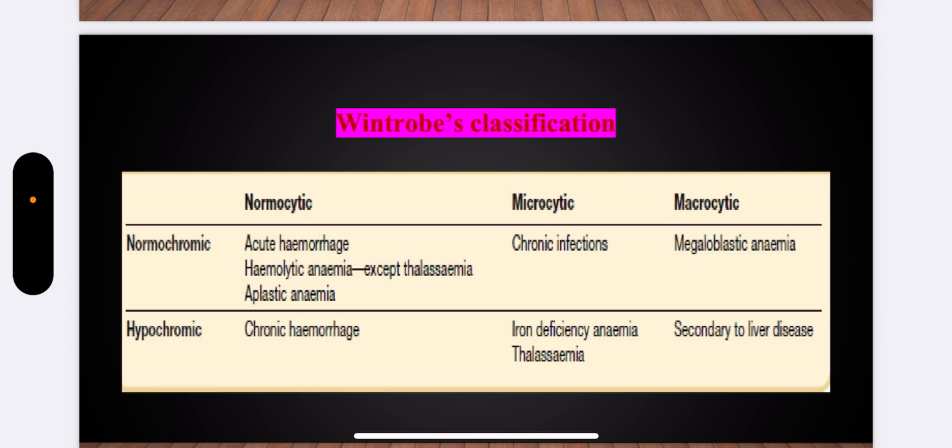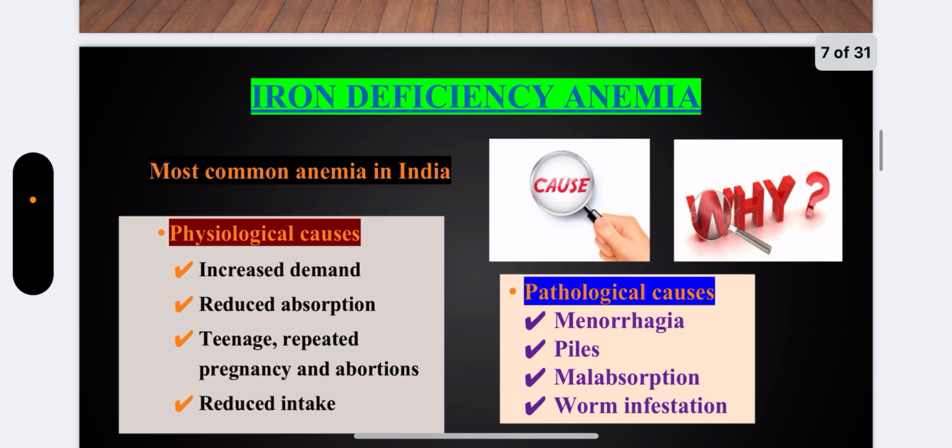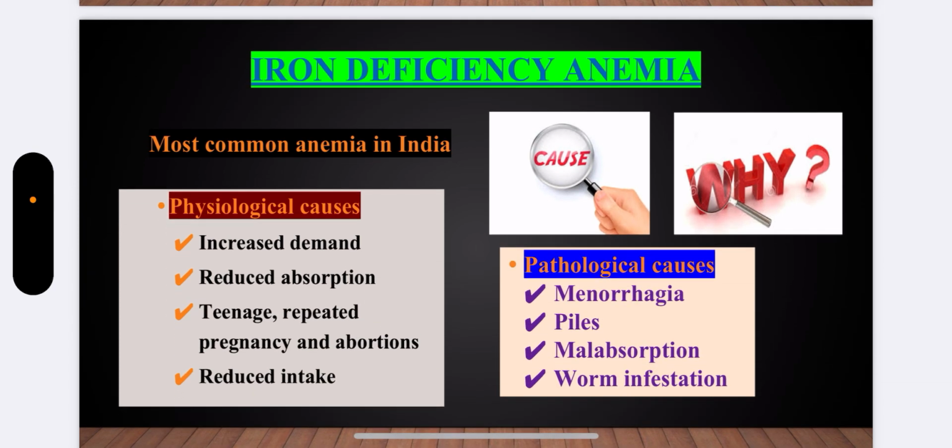In case of thalassemia, you can see from this slide, there is presence of hypochromic microcytic type of anemia, which is also seen in case of iron deficiency anemia. Normochromic macrocytic anemia, it occurs in case of megaloblastic anemia. Now we will concentrate over iron deficiency anemia.